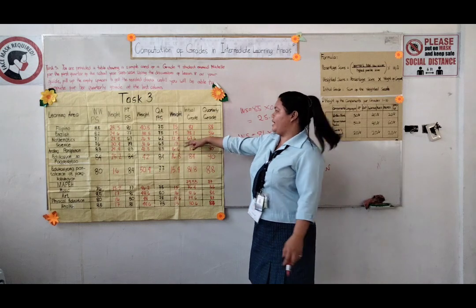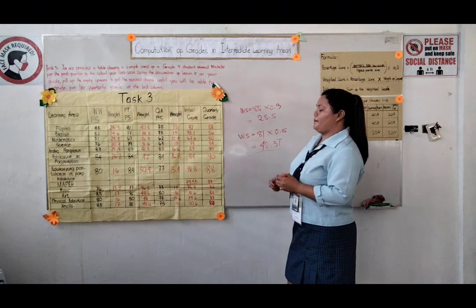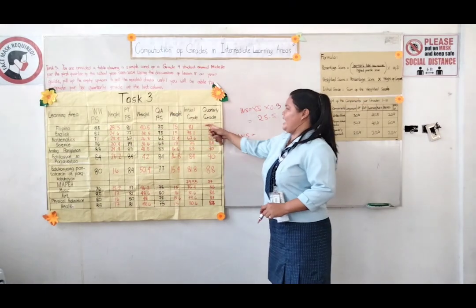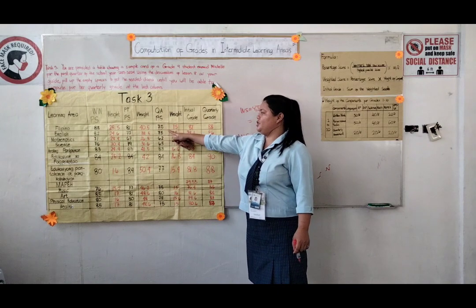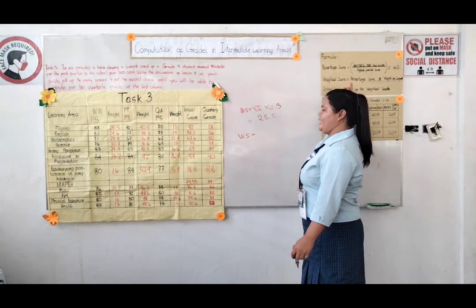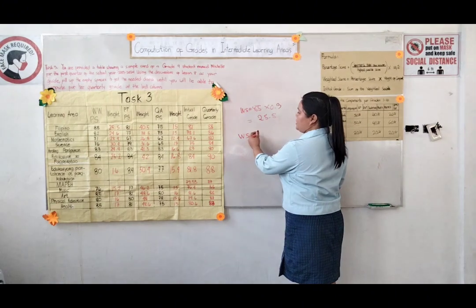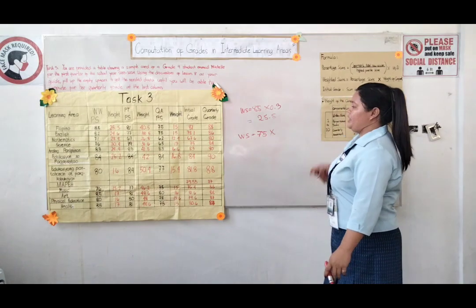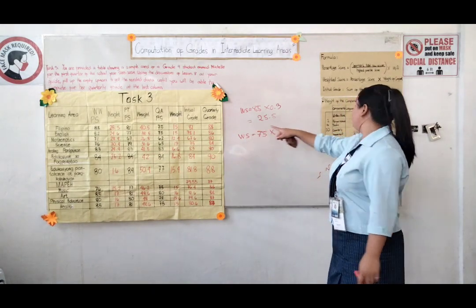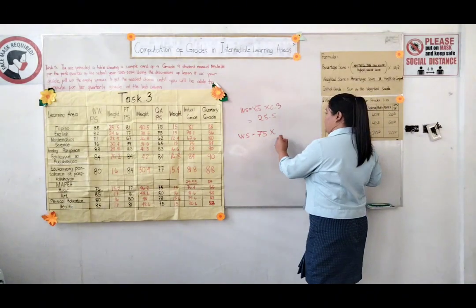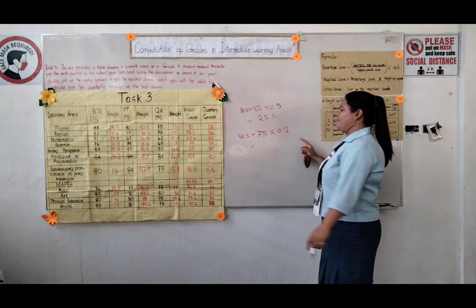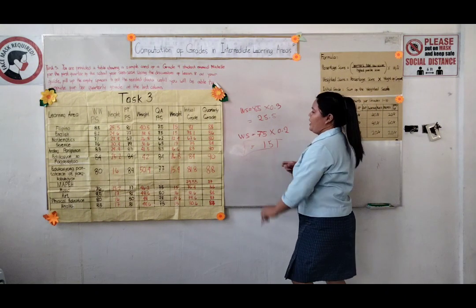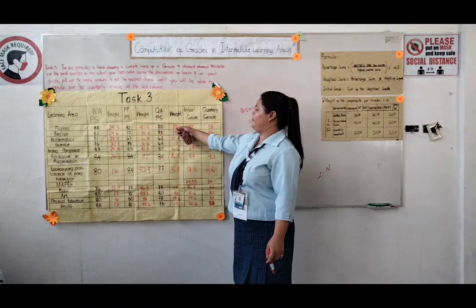So now, we have here the quarterly assessment. So the given percentage score is 75. So in order to get the weighted score of quarterly assessment of Michelle, we need to use the formula again. So weighted score is equal to 75 times the weight of component of quarterly assessment in Filipino, which is 20%. So it is 0.2. So 75 times 0.2 is equal to 15. So we have here the 15.